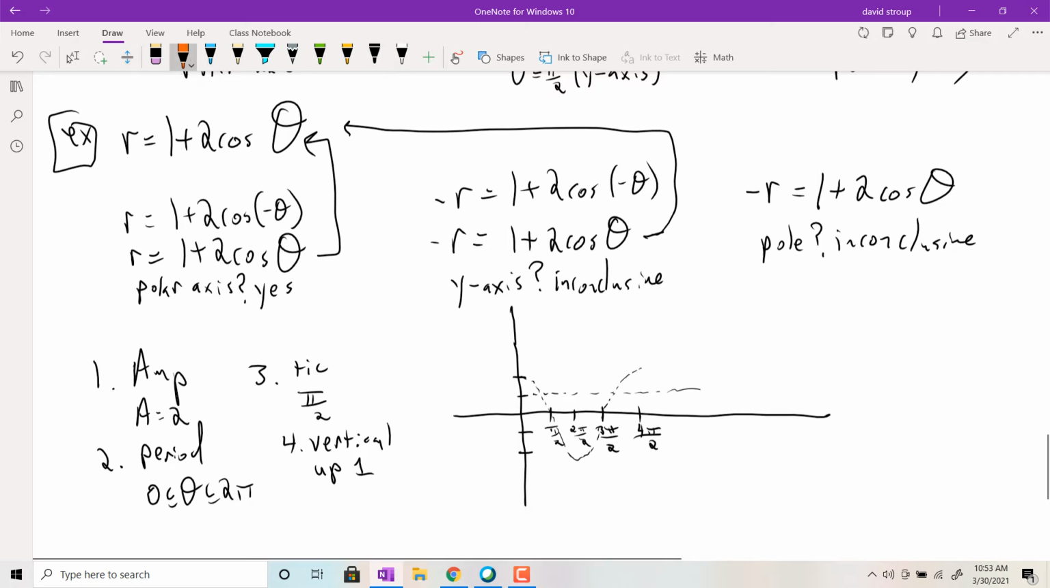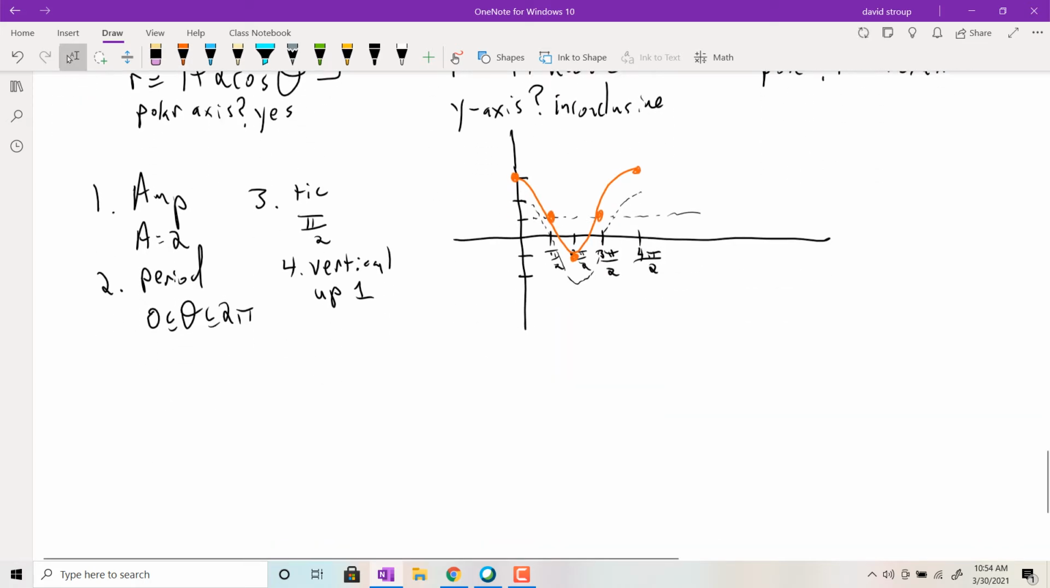And all the points, I'll put this in red, all the points get shifted up 1. So this gets to here. This point will go to here. This point will go to here. This point will go to here. Finally, this point will go to here. And our new graph will look like this. We want to then graph that in the polar coordinate system.